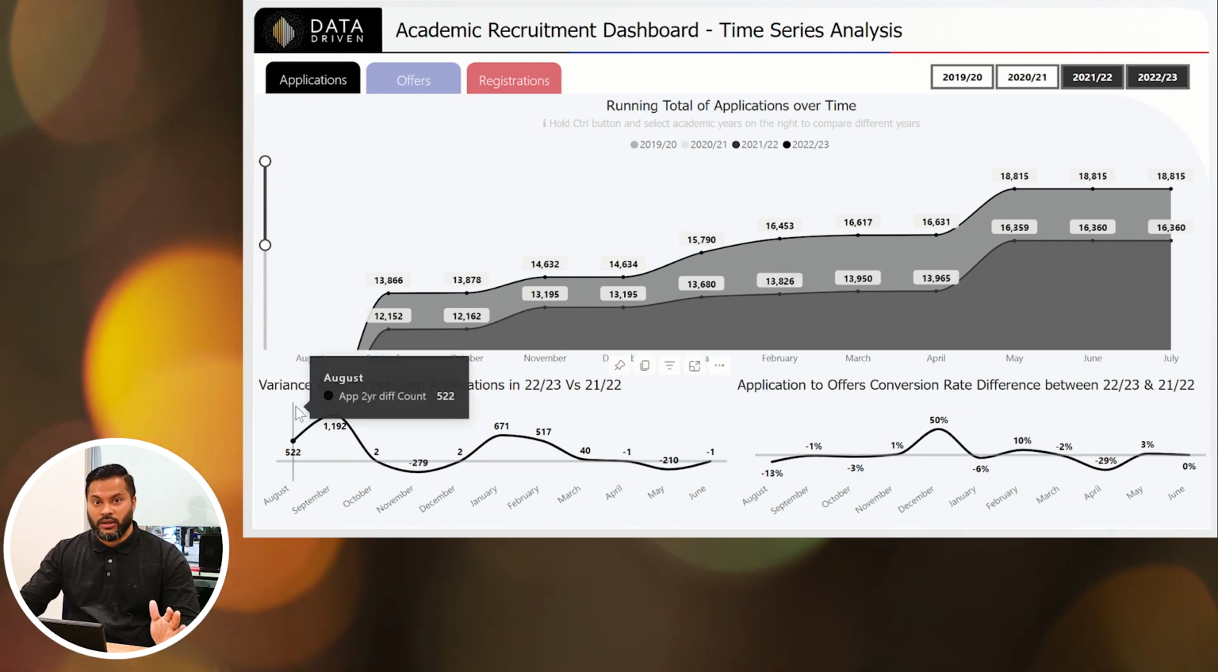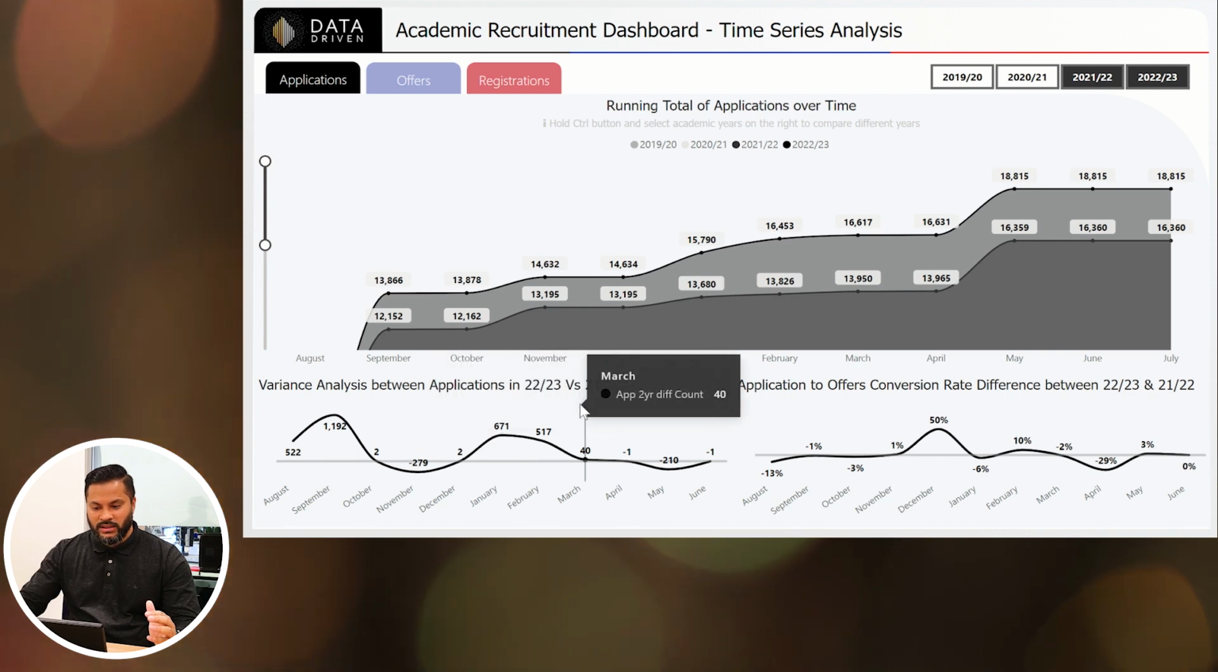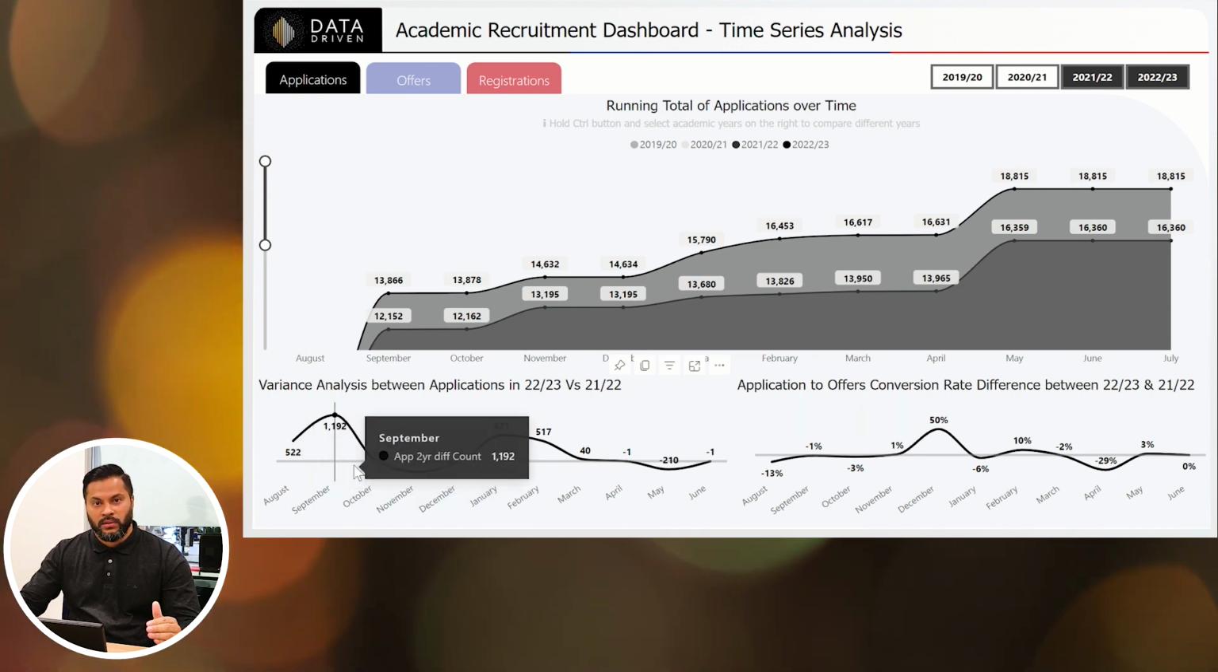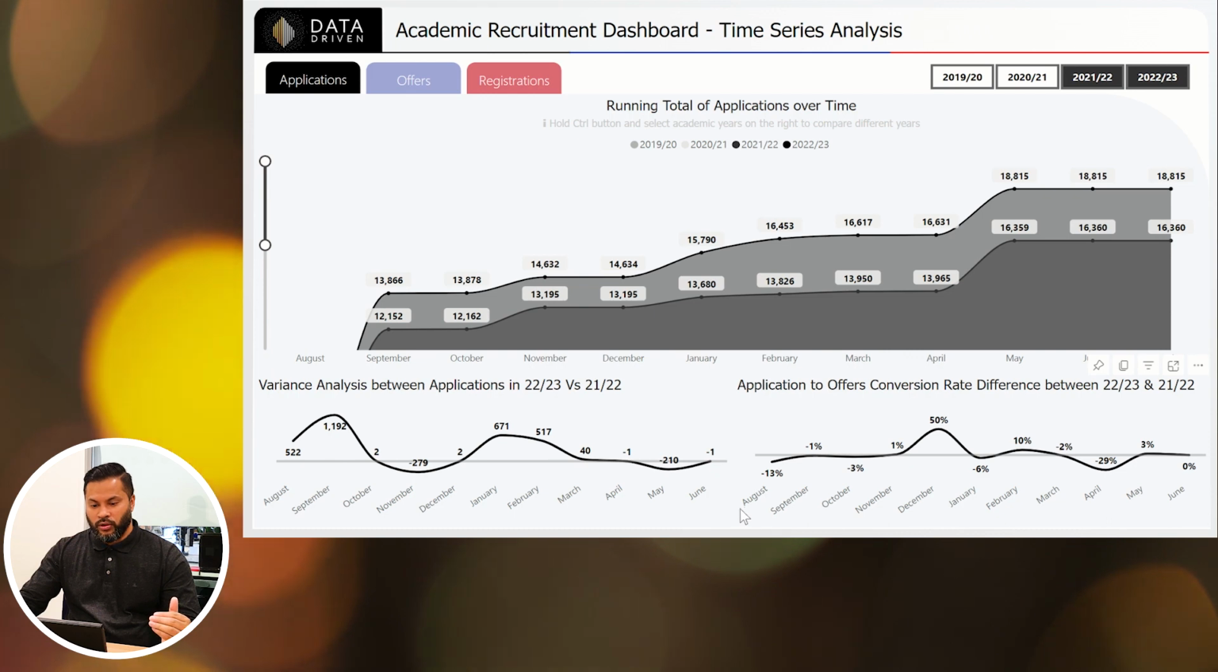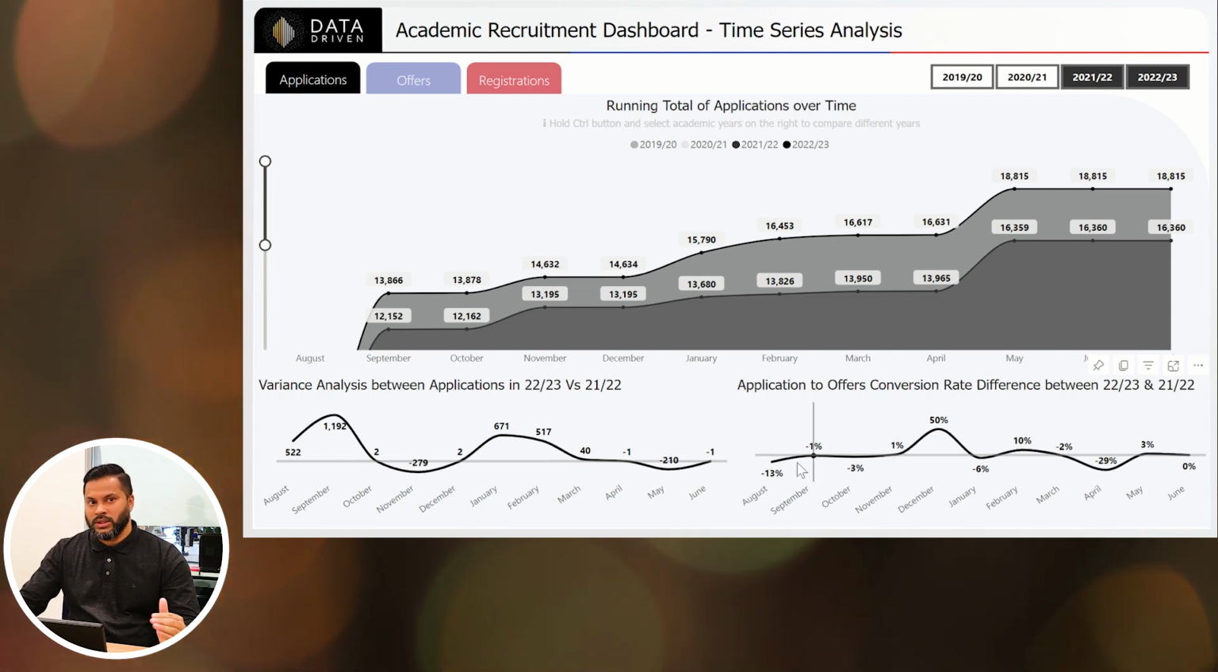The bottom left chart here shows the variance analysis between applications from this year and applications from last year, and I have divided it to show month by month. The bottom right hand side of the page here is very similar to the variance analysis, but it shows the conversion rate differences between this year and last year. And the main purpose of both these charts is to look for volatility and fluctuations, and then we can identify why this has happened, and hopefully we can try and solve the problem.